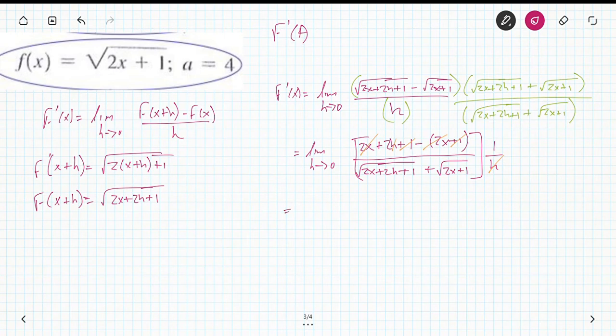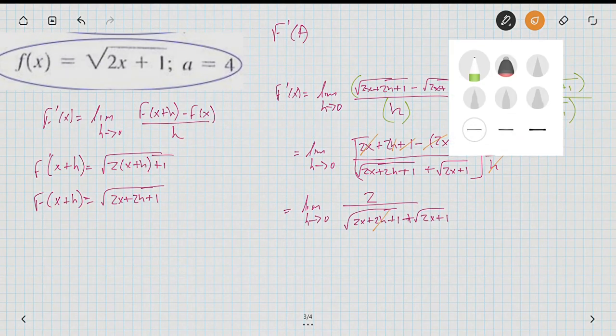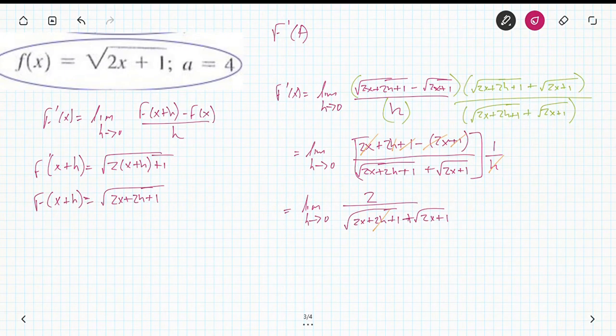This is going to be the limit as h approaches 0 of 2 over the square root of 2x plus 2h plus 1 plus the square root of 2x plus 1. And so what happens? Let's apply that limit. If you apply it, you get rid of this term, that term goes away, and so in the end your f prime of x is going to be 2 over 2 times the square root of 2x plus 1.